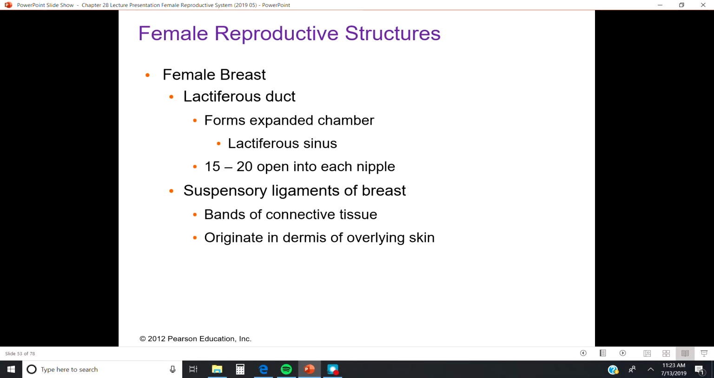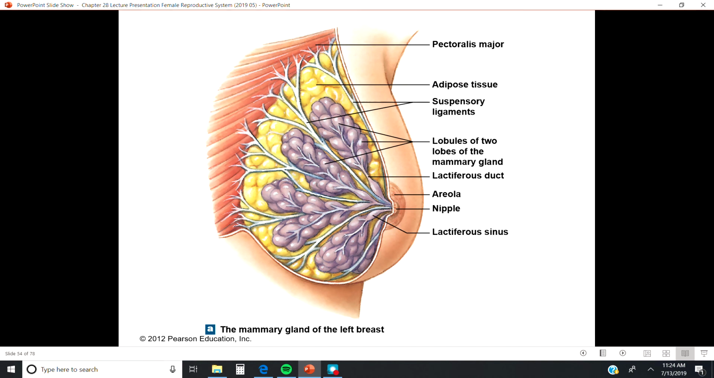Now, there are some structures to help suspend the breast and support the breast tissue. These are very easily known as suspensory ligaments. You can see, coming from the muscle and the skin, these are the suspensory ligaments coming down. All of these right here are helping to support the breast.